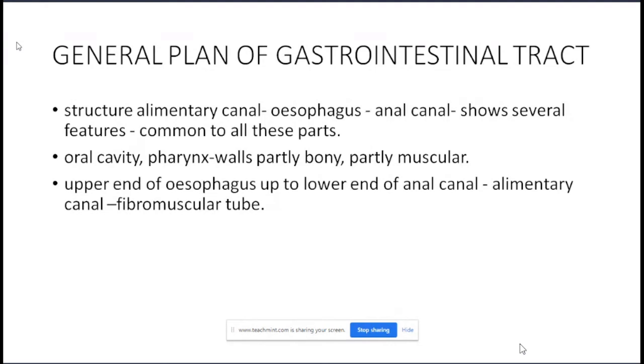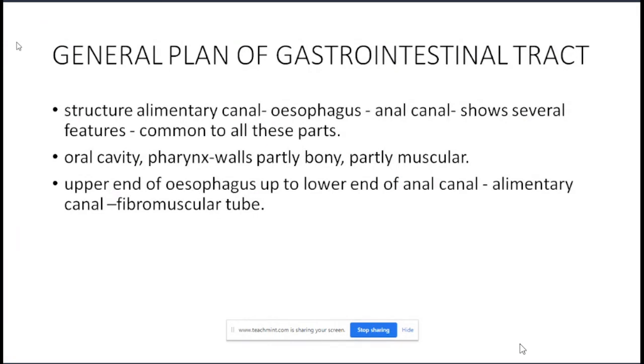So what are the common features? We will see that. Starting from the oral cavity, then after the oral cavity comes the pharynx, then the alimentary canal. Here you can see the muscular part and partly bony part. From the oral cavity comes the pharynx, then the esophagus.